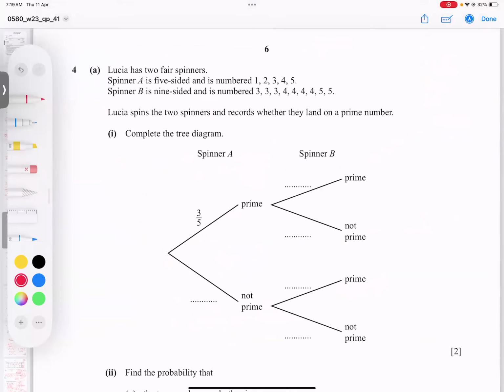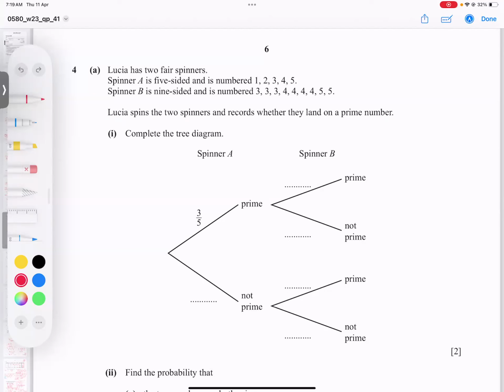Next question, we have a probability question. He said that there are two fair spinners. Spinner A, we can say five-sided: 1, 2, 3, 4, 5. And secondly, he mentioned that spinner B is nine-sided. So Al spins the two spinners and records whether they land on a prime number or not.